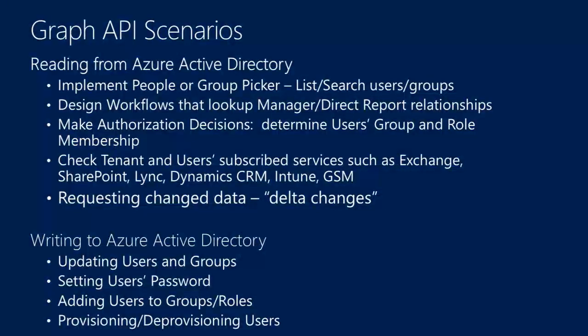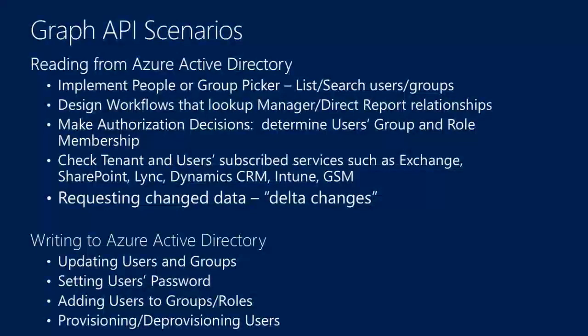Workflows. You'll see in our directory we have relationships, managers, direct reports, members, and those are represented as links. So that's an important concept, and that certainly can be tapped through the API. Looking at authorization decisions based on security group membership, role membership, those are things you can do. Something unique in the cloud, if for some reason you need to find out what licenses the tenant has, or what license has been assigned to a user, you can make these calls and query for that information.